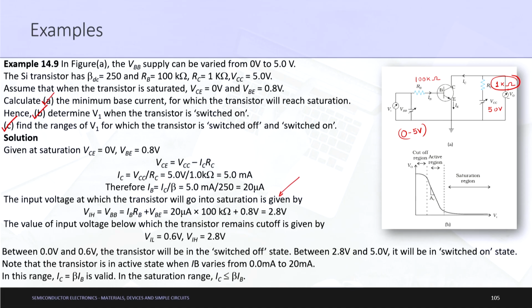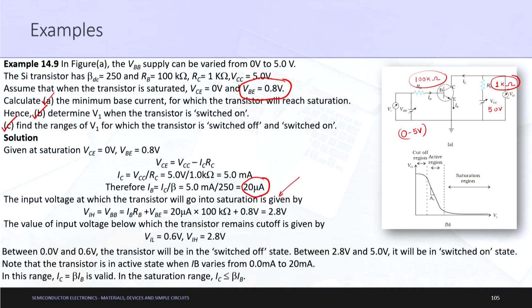What is the value of IB? IB obtained at saturation was 20 microamperes, multiplied by RB, which was given as 100 kilo ohms, plus VBE. This VBE is also given for saturation, 0.8 volts. Therefore, the input voltage obtained is 2.8 volts. The input voltage below which the transistor remains cut off is VIL equal to 0.6 volts, and VIH is equal to 2.8 volts. So this is the first thing we obtained: V1 when the transistor is switched on.